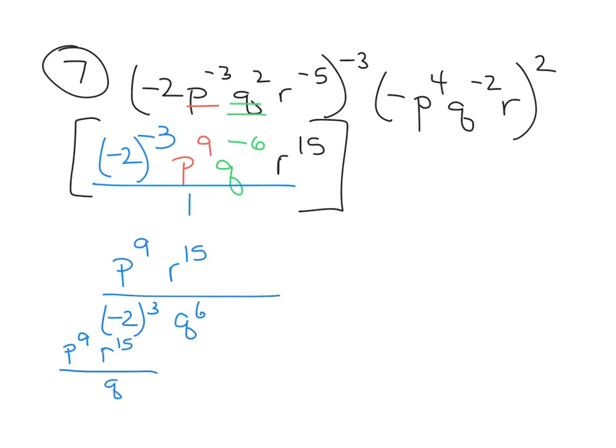And the q to the 6th. But negative 2 to the 3rd is negative 8. Okay, and again, that's just a negative coefficient, so it's not going to move. Now we're done with that one. Now we're going to go to the second parentheses, the second term back up here.